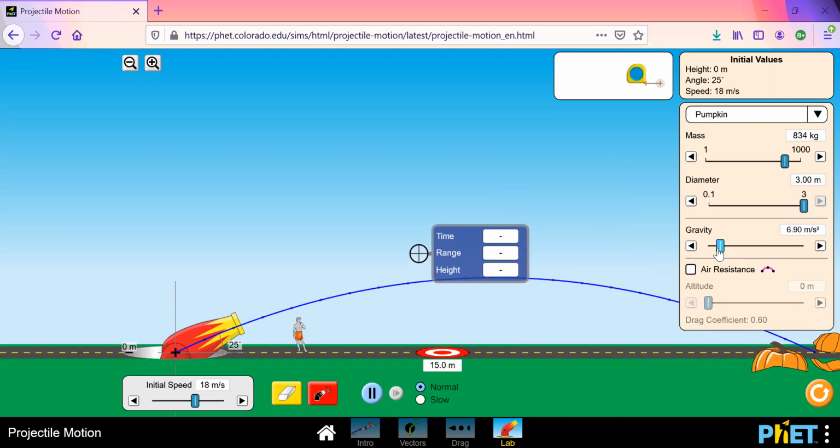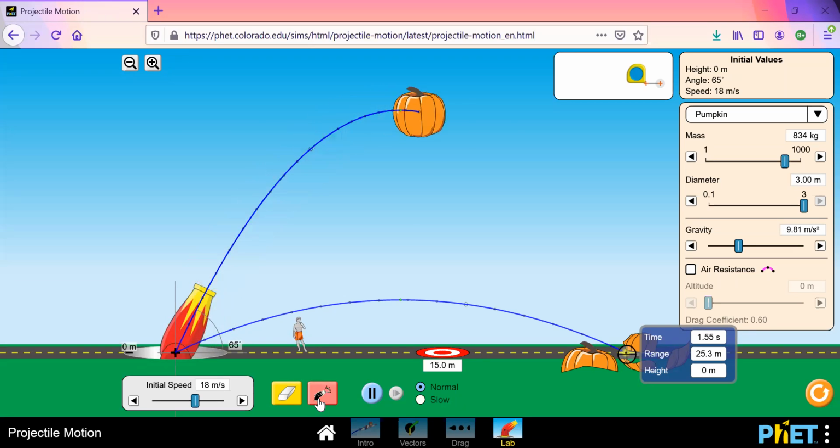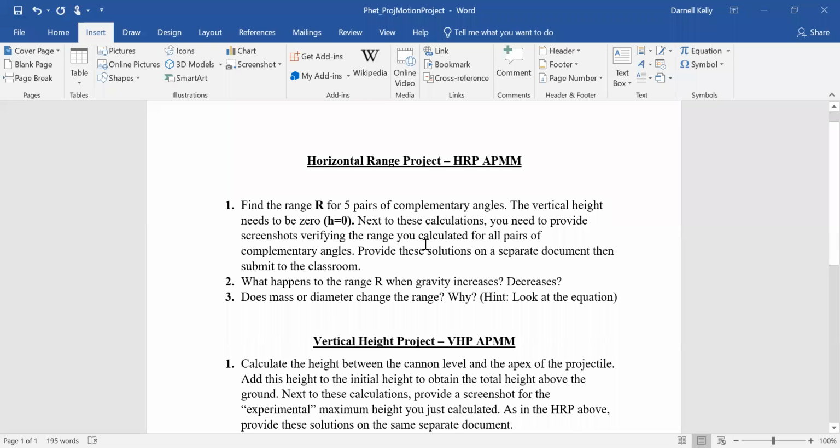Oh, I changed my gravity back. 9.81. Okay, and make sure that the dot lights up there, 25.3, and then 65. Do the same thing. 25.3. So this is a verification of your theory. You've theoretically calculated. This is our experiment. And you do that for all 5 of these.